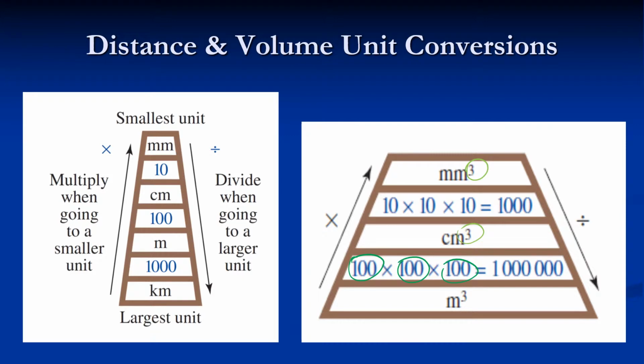If I think about that for a cubic kilometer, what do we say? We say it's 1,000 meters per kilometer, but then we have to multiply by 1,000 times 1,000 again. So it's a billion cubic meters to a cubic kilometer.